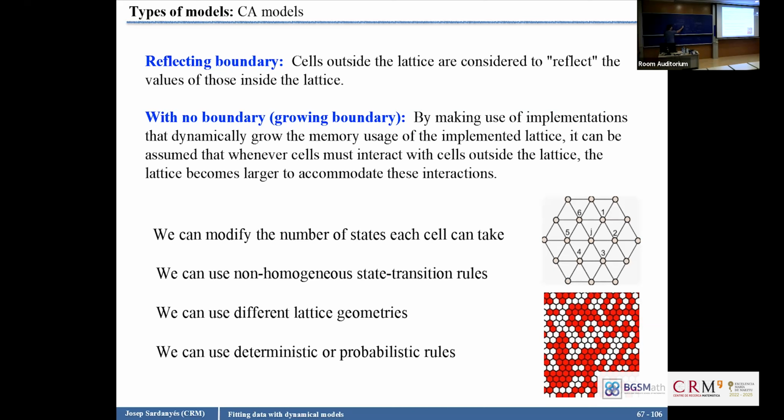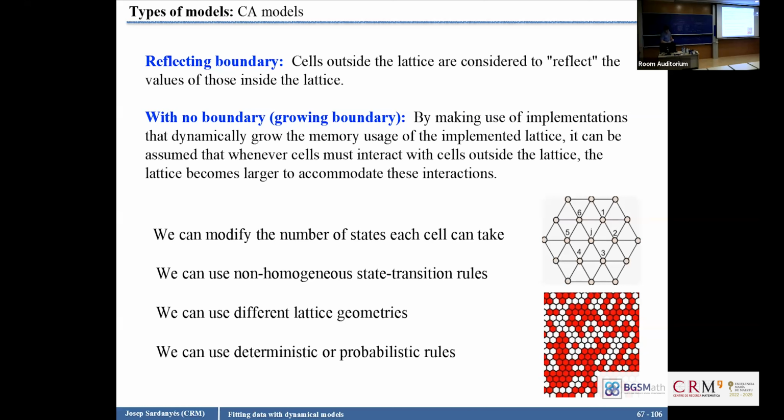And I can say, okay, I will apply state transition rules 1 here, and then I will apply state transition rules 2 here. And this is a way to introduce heterogeneity. And this is very useful to study, for example, processes in landscapes, heterogeneous landscapes or heterogeneous tumors, whatever. And of course, we can also program deterministic or probabilistic rules, deterministic automata or probabilistic cellular automata.